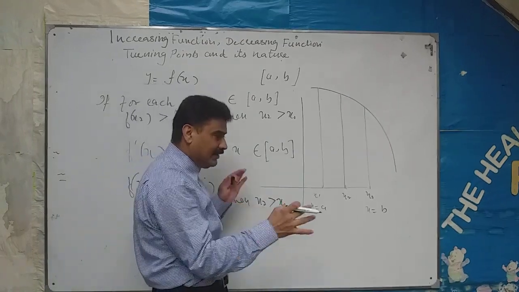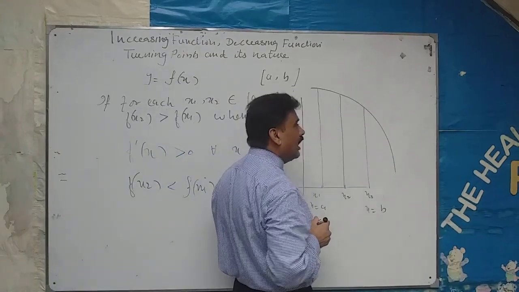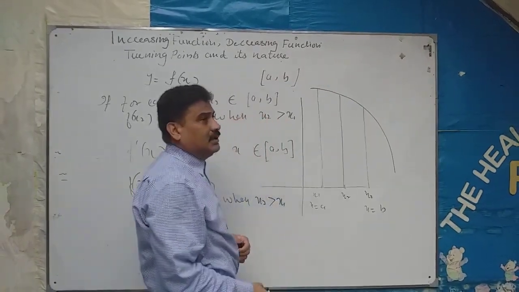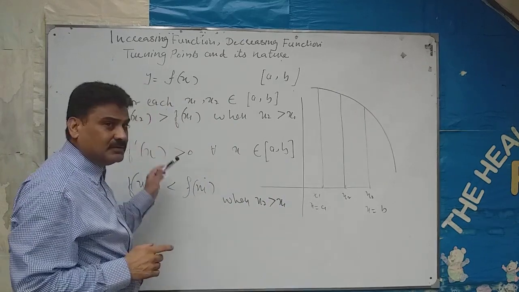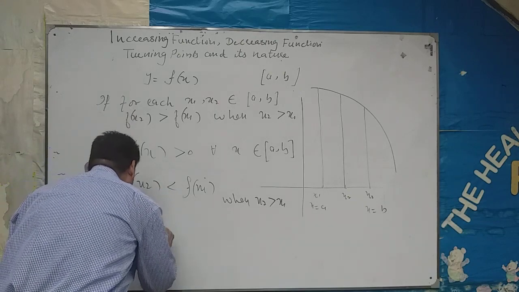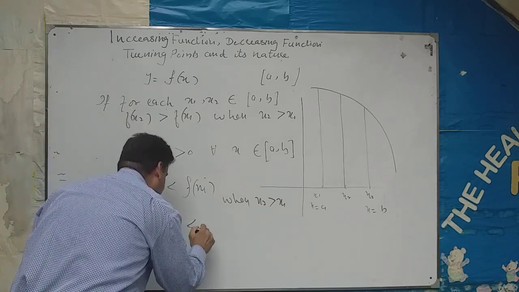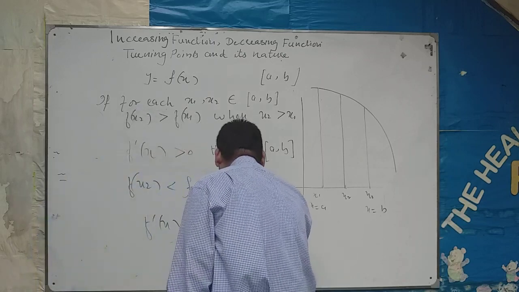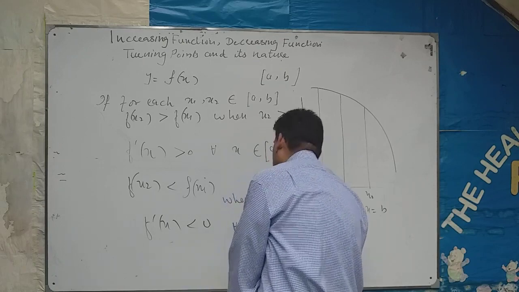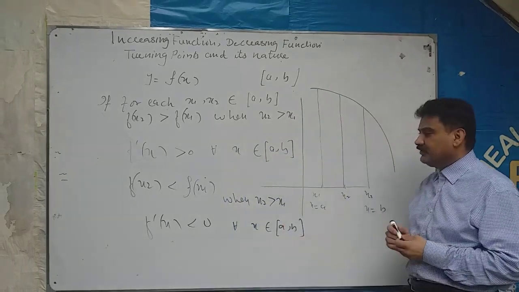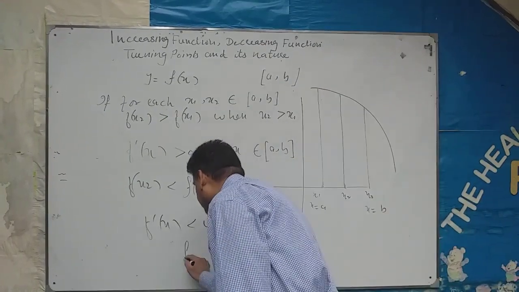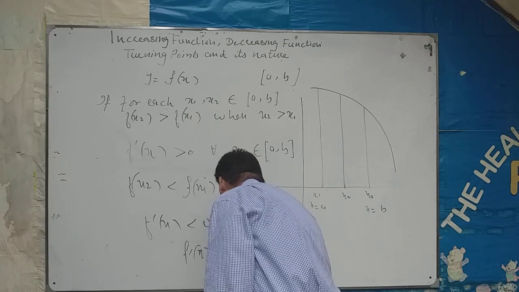Moreover, for the interval a to b, when we draw a tangent at each of the points belonging to this interval, its gradient will be negative. Here we can say that a function f of x is said to be decreasing if f prime x is less than 0 for all x belonging to a to b. And to find the interval for which a given function is decreasing, we just solve the inequality f prime x less than 0.